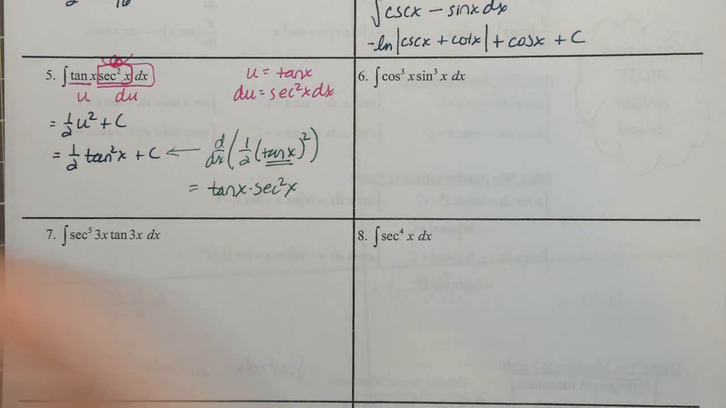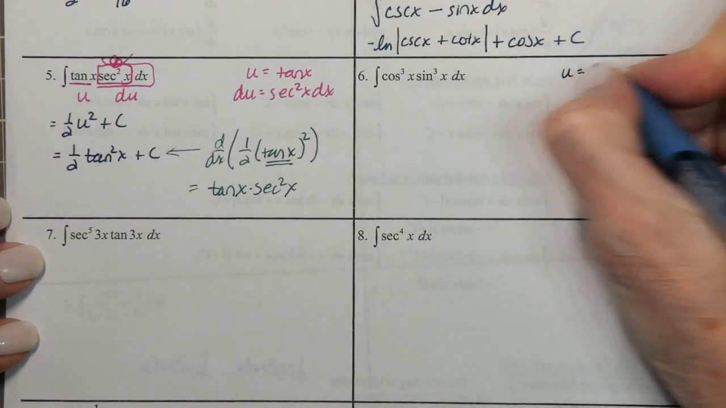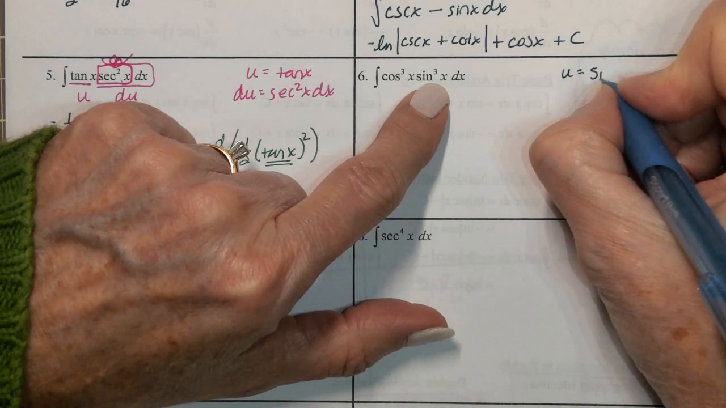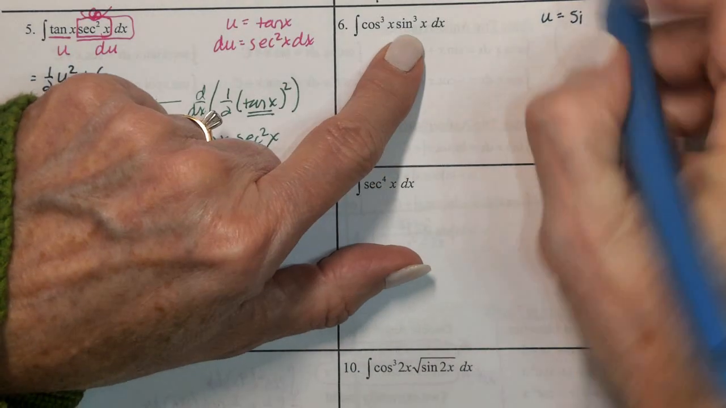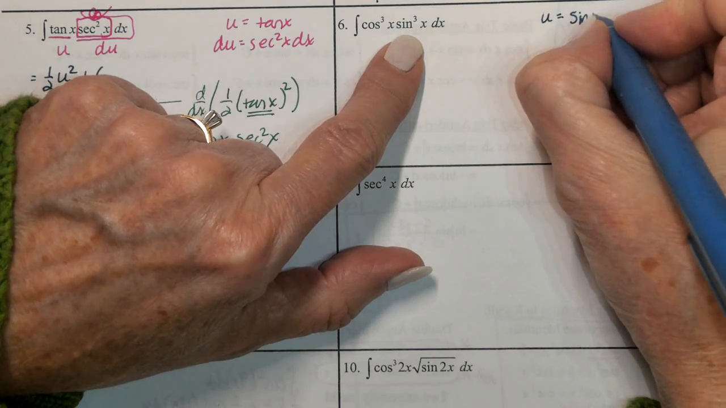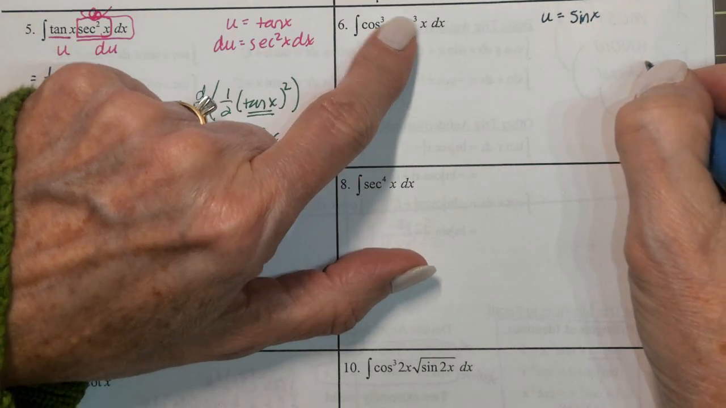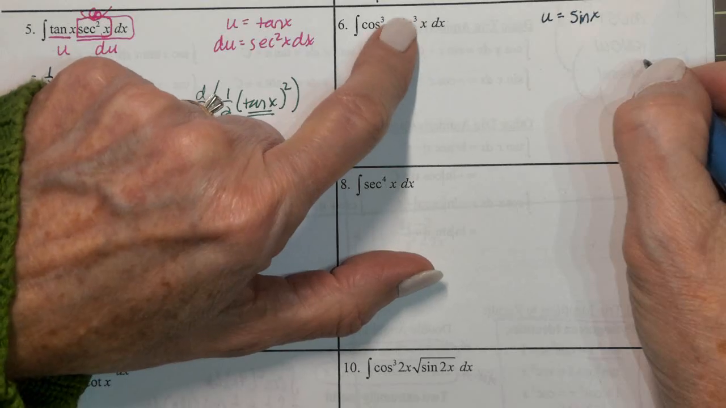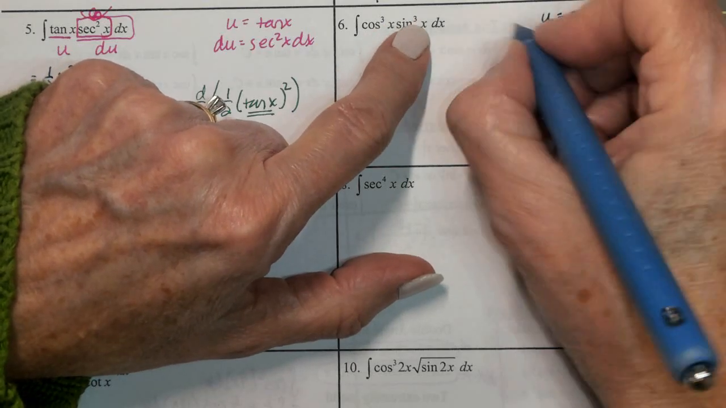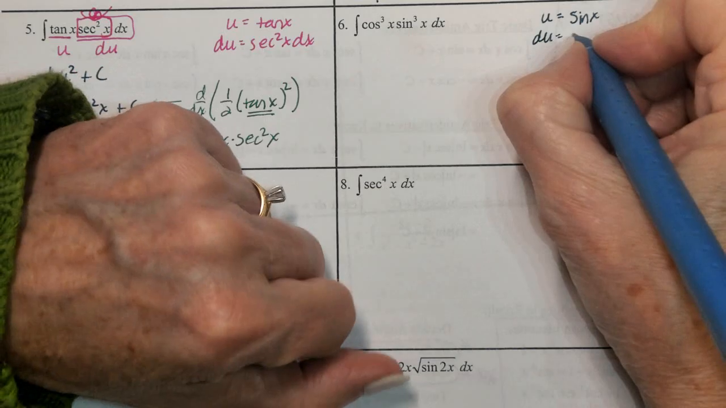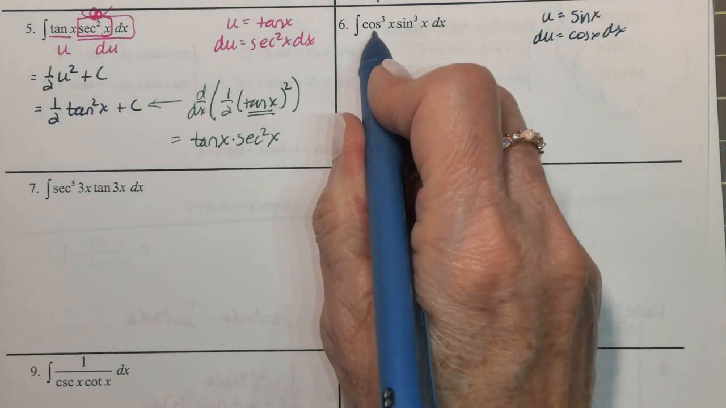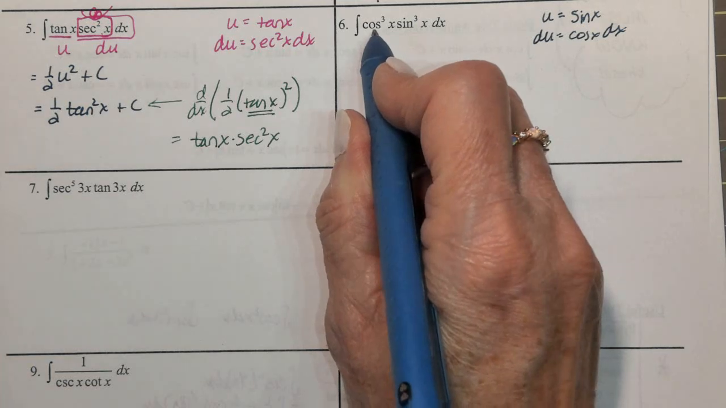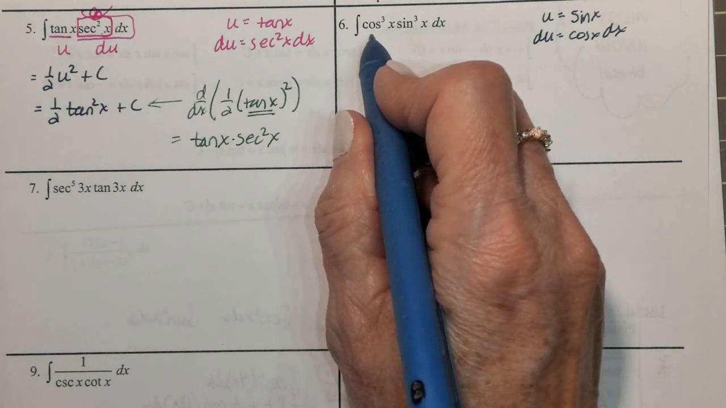Several people said just u sub something, and I said, okay, let's u sub something. Let's u sub a single, not a power, a single sine x, and see what we get. If we u sub sine x, then we're looking at a u cubed right here. So du would be cosine x dx. I do have a cosine x dx. In fact, I have 3 of them, 2 more than I want.